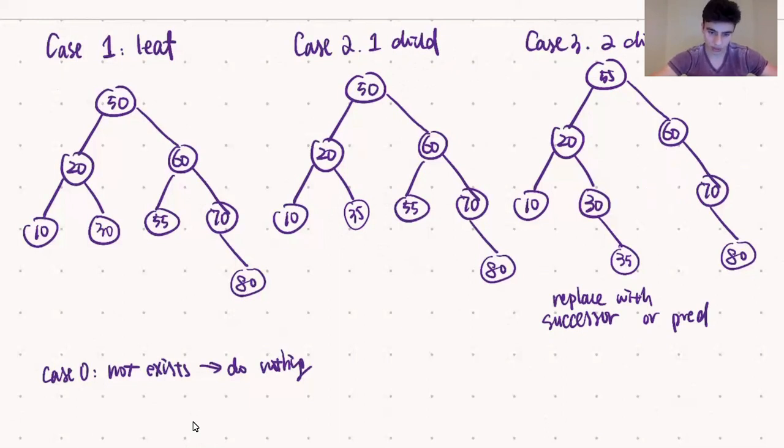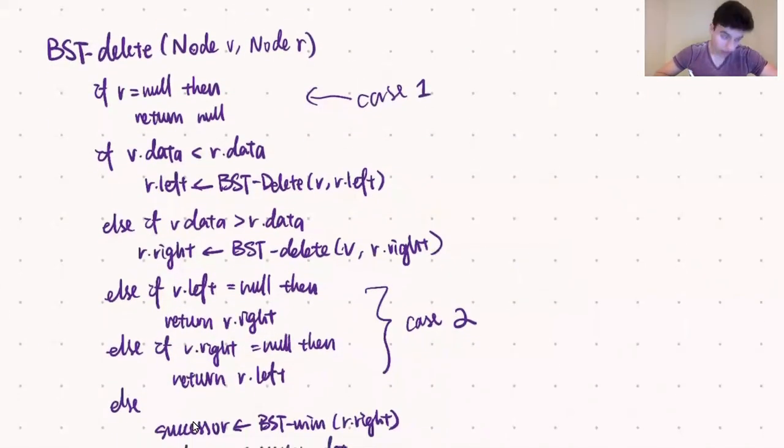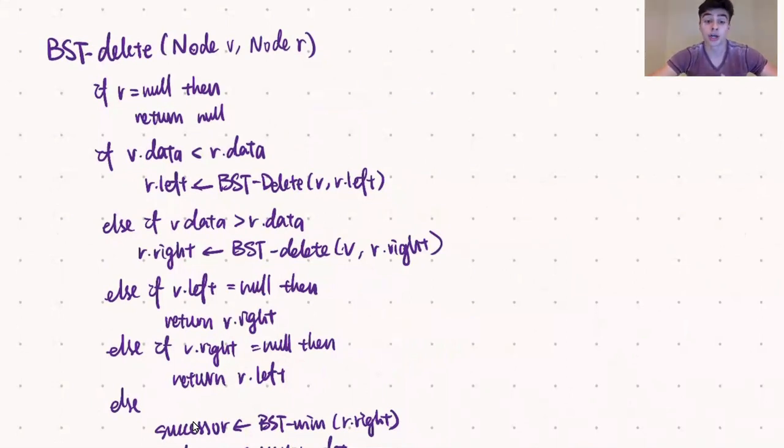So now that we've talked about the intuition behind deletion, let's take a look at the algorithm. The binary search tree deletion algorithm takes two parameters. It takes a node to delete, which we will denote V, and a current root, the current root that we are looking at. And this algorithm returns a node.